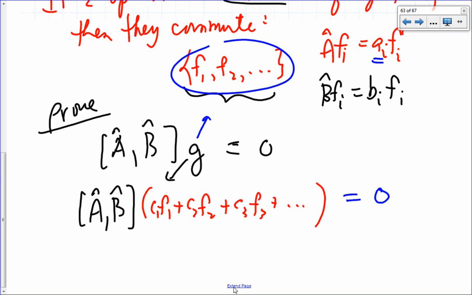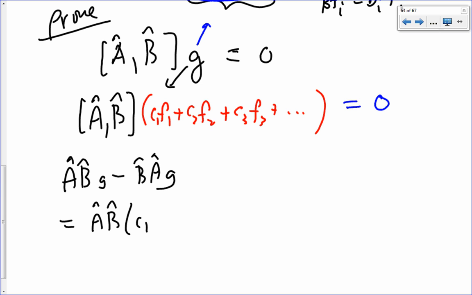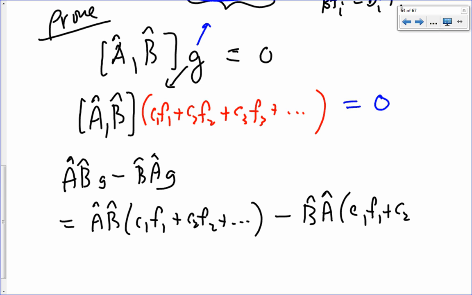And you prove that that's equal to 0. This is going to be A hat, B hat G minus B hat, A hat G, right? So that's just going to be A hat B hat times C1 F1 plus C2 F2 and so on, minus B hat A hat times C1 F1 plus C2 F2 and so on. Is that equal to 0?